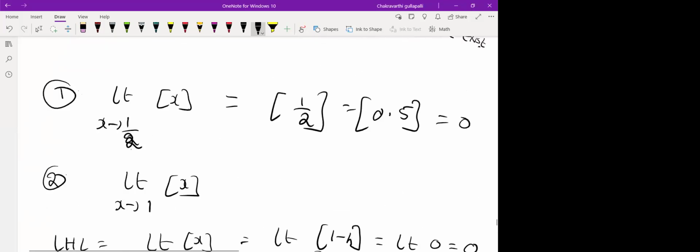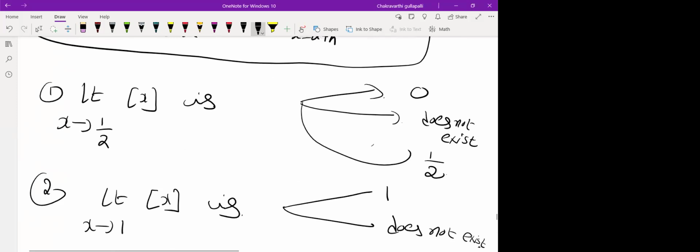But what students will do, they will simply replace X by 1. Here, why did we replace? Because we know the limit exists at 1 by 2, we replaced. Because 1 by 2 is not a breakpoint. What are breakpoints for box X? Only integers. 0, minus 1, minus 2, 1, 2, 3 and so on. 1 by 2 is not a breakpoint. If it is not a breakpoint, the limit exists, we know it is smooth. Therefore, we replace directly and we got 0 as the answer.